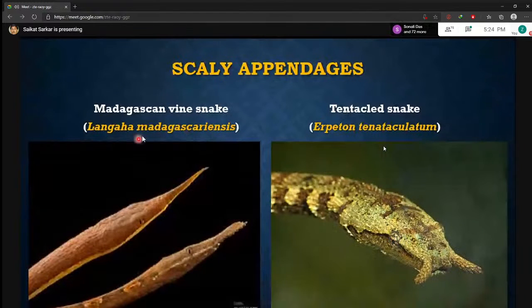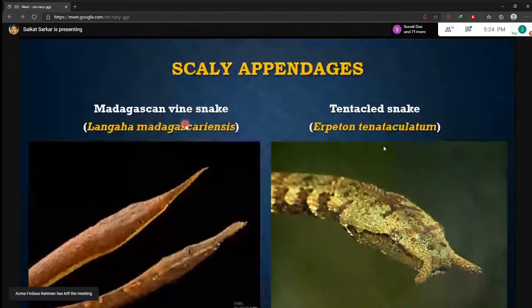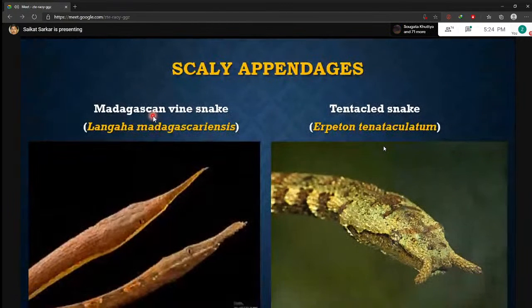Okay, now this is a Madagascan wine snake. Obviously, by name you can identify that it is found in Madagascar. Okay, Langaha madagascariensis. This is a colubrid, but these are venomous. As I said, not all the colubrids are non-venomous. There are some colubrids at least who are venomous, and some of them can be deadly also.